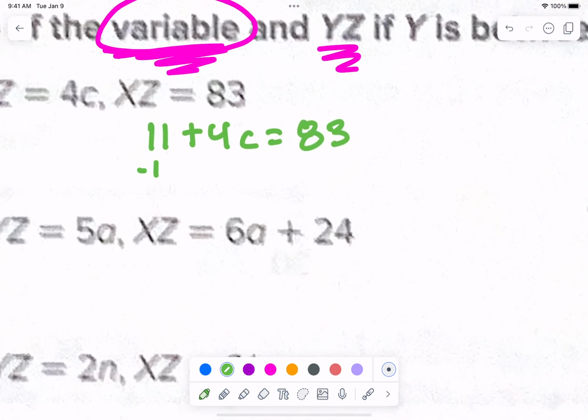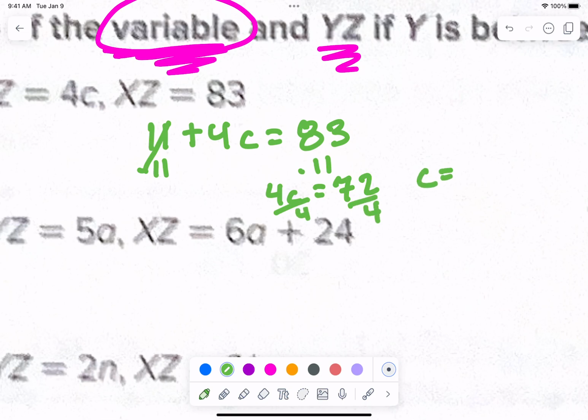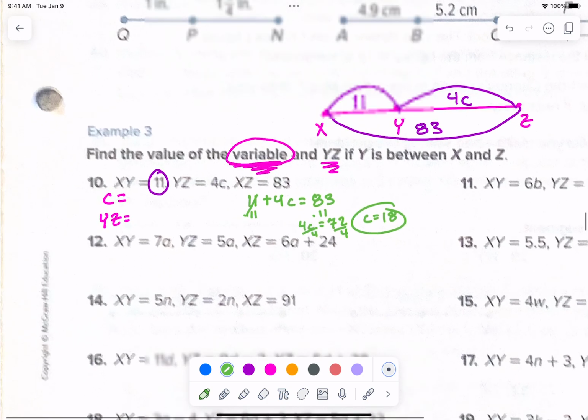Okay, let's subtract the 11. Do you know what 83 minus 11 is? 72. Okay, can you divide 72 by 4 in your head? Yeah. 18. Yep, 4 goes into 7 once with 3 left over. That would be 32. And 32 divided by 4 is 18. So C is 18.